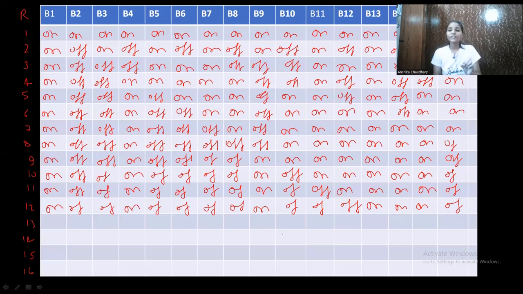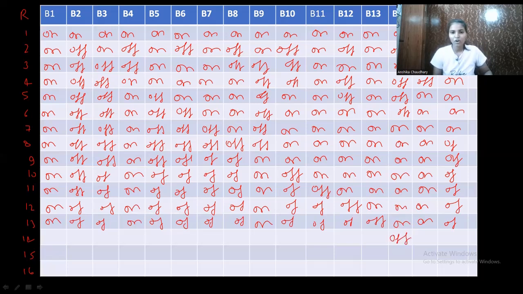Now every 13th bulb will be toggled. So every 13th, that means this will be off and all the remaining will be as they are. On, off, off, on, off, off, off, off, on, off, off, off, on, and off. Now every 14th bulb will be toggled. So this is column number 14. So this 14th bulb will be toggled and it will become off and all the remaining will be the same.